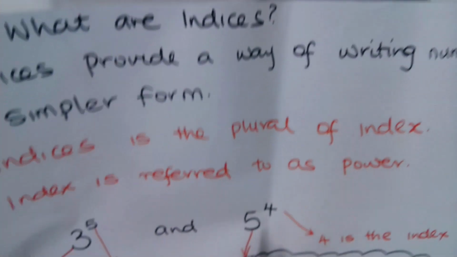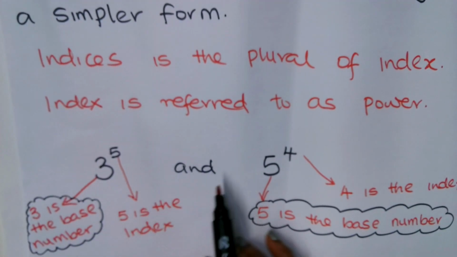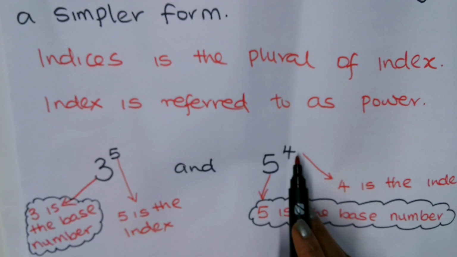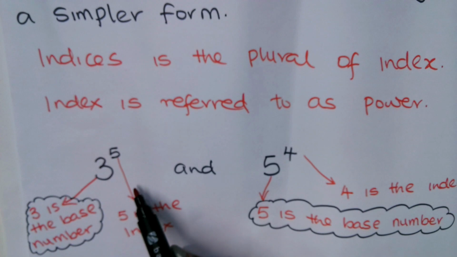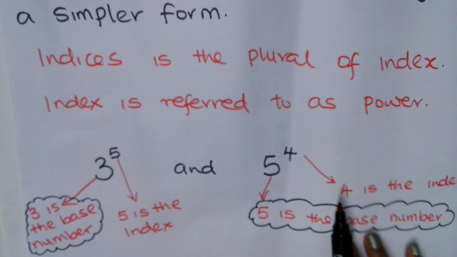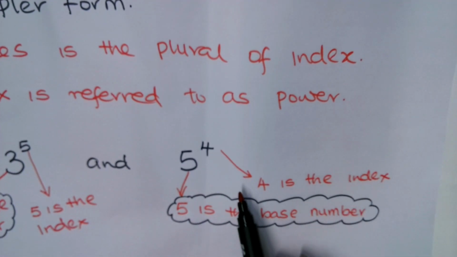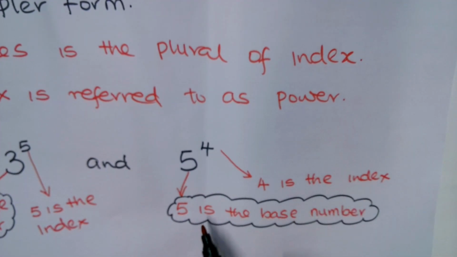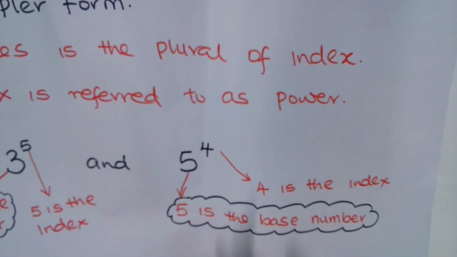Now when we look at the example, we've got 3 raised to the power of 5 and 5 raised to the power of 4. So 3 is the base number and 5 is the index. Now if we look at the second example, 5 raised to the power of 4, 4 is the index and 5 is the base number. So we're going to go through the rules of indices. There are about 6 rules of indices.